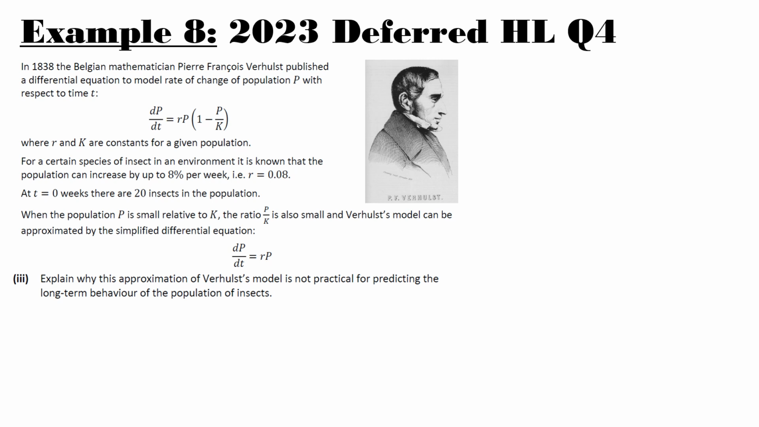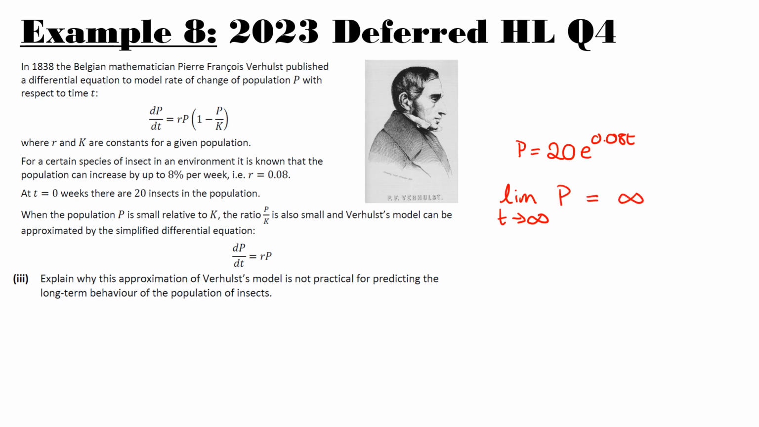So part 3: explain why this approximation is not practical for predicting the long-term behavior of the population of insects. So the issue here, it's twofold. One of the first things is because we have an exponential. If we go back to our formula, we have P is equal to 20e to the power of 0.08t. If we think of this as the limit as t goes to infinity of P, it's literally going to keep going and going and going.